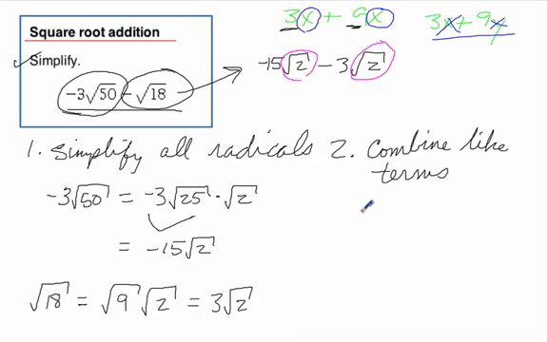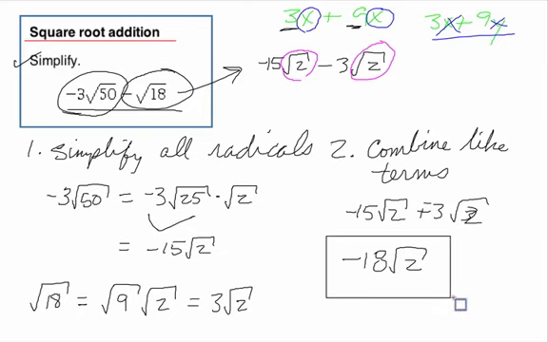And we'll do that here. We can say, remember, negative 15 radical 2 minus 3 radical 2. Remember our bump, bump, bump, bump. So we have negative 18. Whoops, I wrote radical 3. That's radical 2. There we go. Negative 18 radical 2 is our final answer.